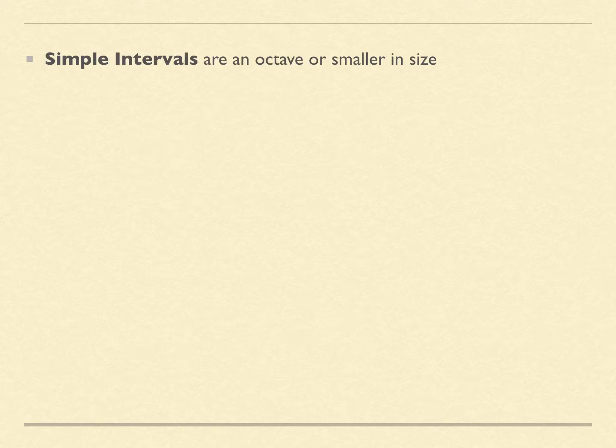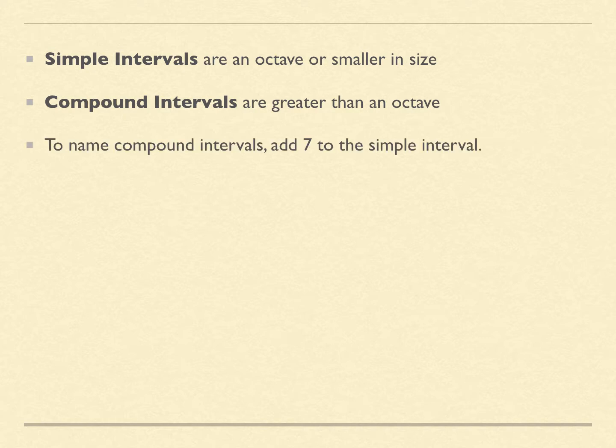Another way that we can classify intervals is if they are greater than an octave or less. So we call them simple if they are an octave or smaller. We call them compound if they're greater than an octave. This is not something that you'll need too often for the AP exam, but it is useful information to know.